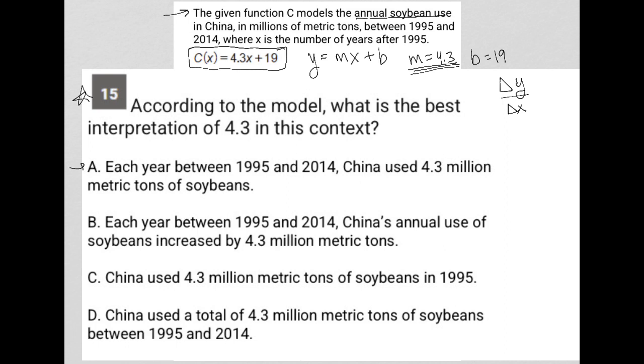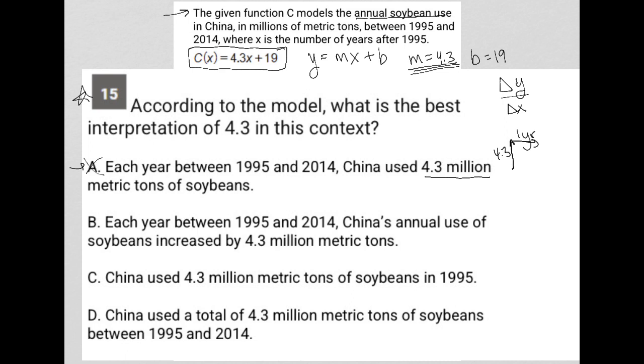So let's try choice A. Each year between 1995 and 2014, China used 4.3 million metric tons of soybeans. Nope, that's not true, right? 4.3 million isn't a standard set amount. It's the change, right? Our rise over run. We should be going up 4.3 and over 1 year. A rise of 4.3 and a run of 1 year would represent our slope. So A is not correct.